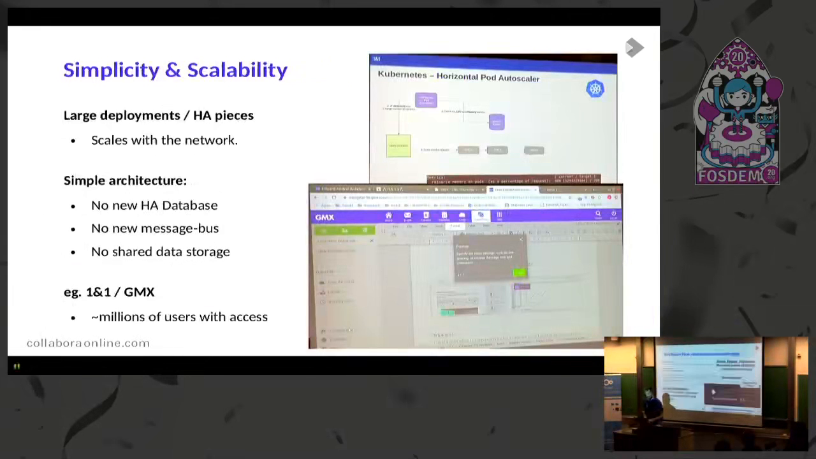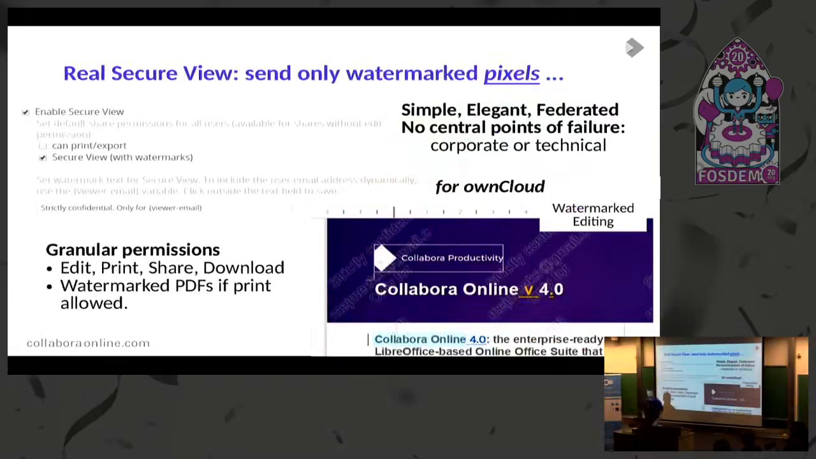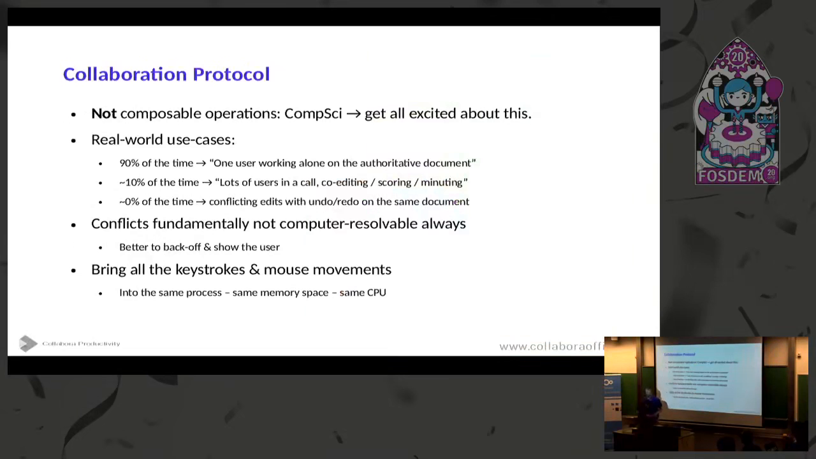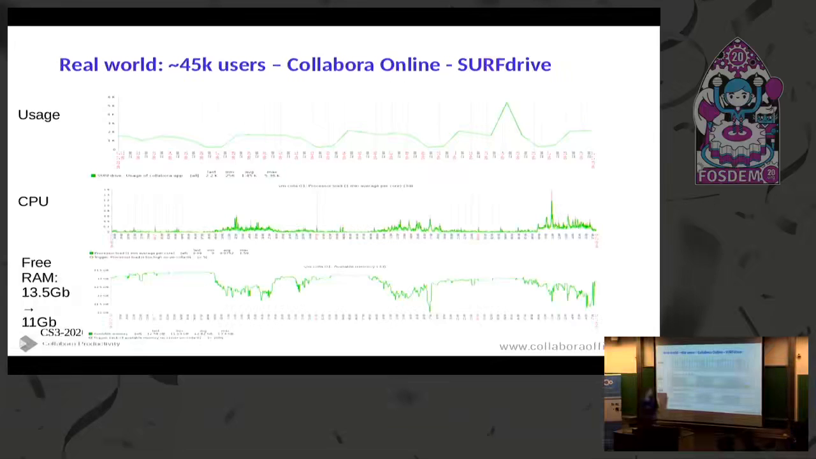Our competition, incidentally, claim to do some of these things, but it's all enforced in JavaScript on the client. So hard to circumvent by pressing F12, obviously. Yeah, highly scalable, very simple architecture, no database, no separate message bus, no shared data storage. Scalability, one-on-one are using it for millions of users, literally. Yeah, composable operations suck. If you want to know more, talk to me about it. 45,000 users. Well, actually, don't talk to me about it.